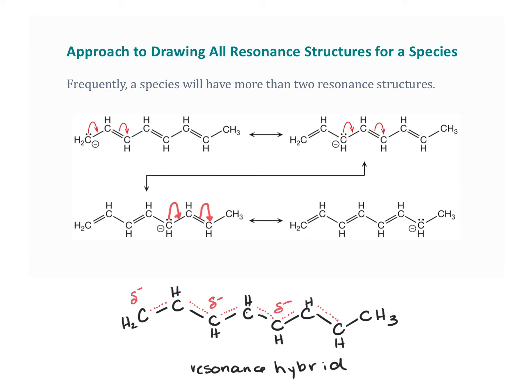There was one on this carbon. There wasn't one on the fifth one. And there was one on this carbon here. So you can see now, instead of having a full negative charge, we've spread out that negative charge.